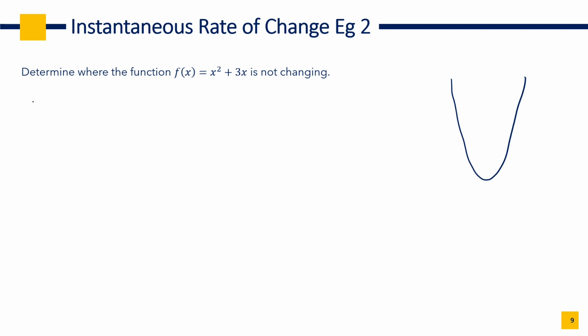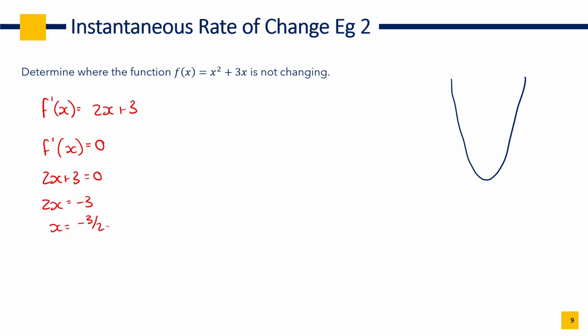So let's do the first derivative again, and let's keep consistent with coloring. Our first derivative is equal to 2x plus 3. And we just go, okay, where is this derivative equal to 0? We then say 2x plus 3 equal to 0. So that gives us 2x is equal to minus 3, and x is equal to minus 3 divided by 2. And that is where the function is not changing.